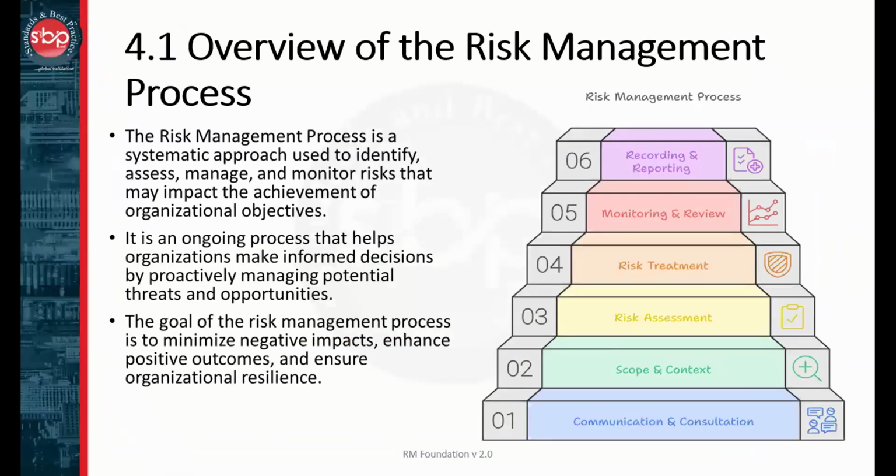We also have 6 processes, like I told us earlier. We have communication and consultation, which is the first one. We have scope and context. We have risk assessment. We have the risk treatment. We have monitoring and review. And of course, recording and reporting. This process talks about how you are able to identify, assess, manage, and monitor your risk so that you're able to achieve your organizational objectives.